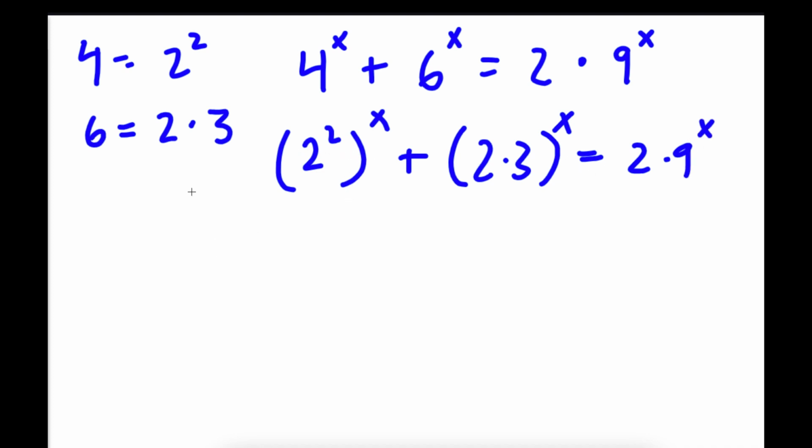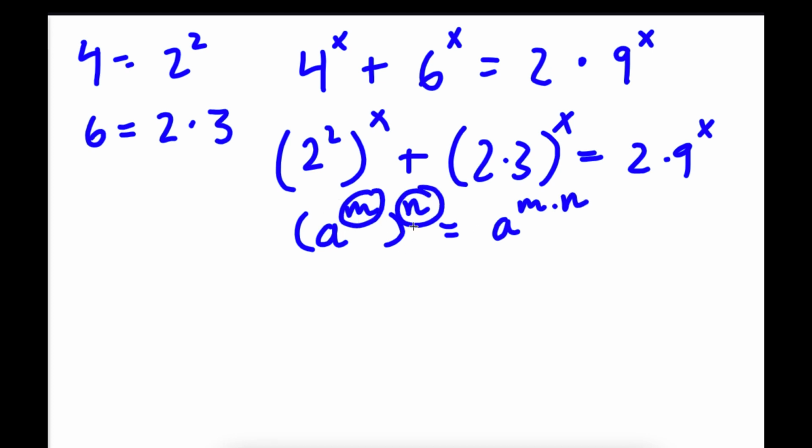Now, an important property of exponents is if I have something in the form a to the power of m to the power of n, this is equal to a to the power of m times n, because these two exponents simply multiply with each other. So now I'm going to be using this property for 2 to the power of 2 to the power of x. In this case, we can think of a as 2, m as 2, and n as x.